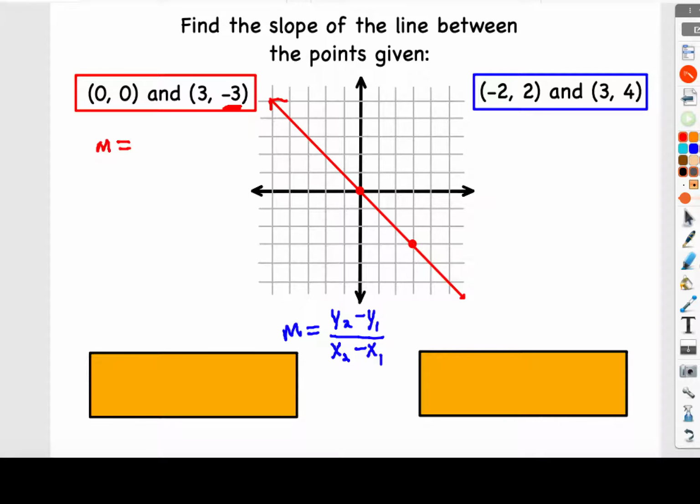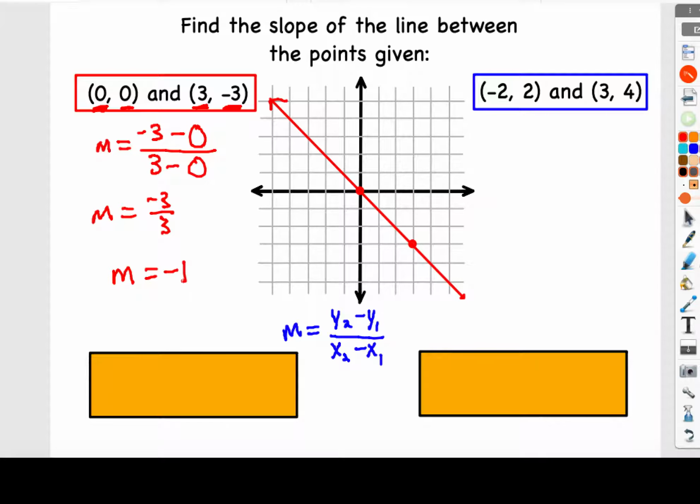So I'm going to go with that -3 over there, the y coordinate from the second point, minus y1 over x2 minus x1. And notice again, the zeros both came from the same coordinate point. The 3's both came from the same coordinate point. -3 minus 0 is -3. 3 minus 0 would be 3. And our slope comes out to -1.